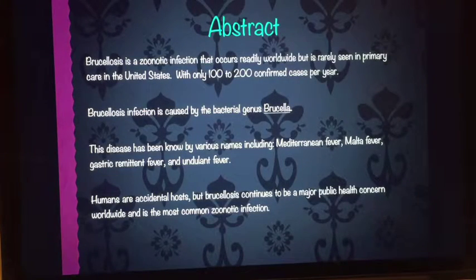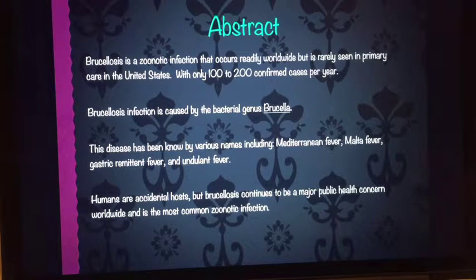Our first abstract here is brucellosis is a zoonotic infection that occurs readily worldwide, but it's rarely seen in primary care in the United States, with only 100 to 200 confirmed cases per year. Brucellosis infection is caused by the bacterial genus Brucella. This disease has been known by various names, including Mediterranean fever, Malta fever, gastric remittent fever, and undulant fever. Humans are accidental hosts, but brucellosis continues to be a major public health concern worldwide, and it is the most common zoonotic infection.